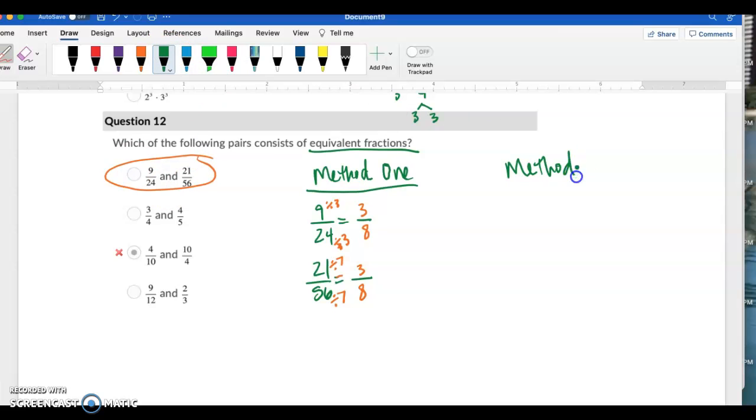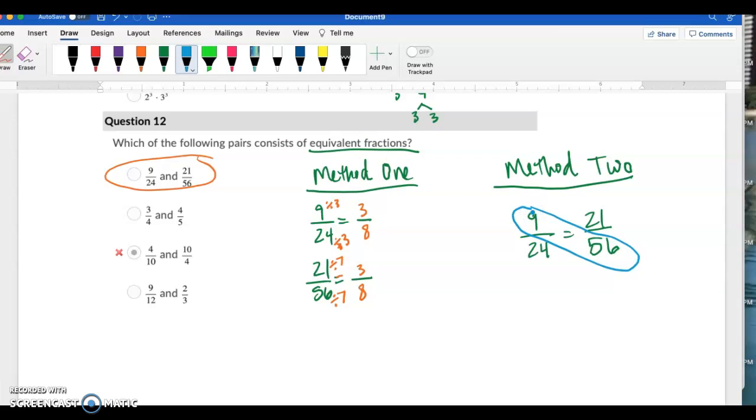And then method 2 is kind of an old school, elementary school type thing, where we cross multiply. So we do this cool thing where we do 9 times 56, and yes, I'm using my calculator to do that. 9 times 56, that's 504, and then we cross multiply this way because we're just checking to see if the means are equal, and that's 504. So those would be equivalent.